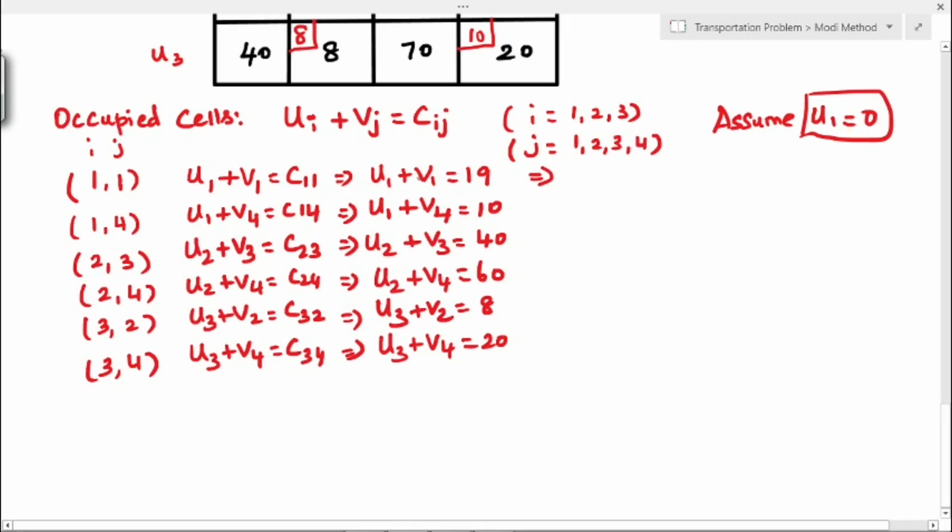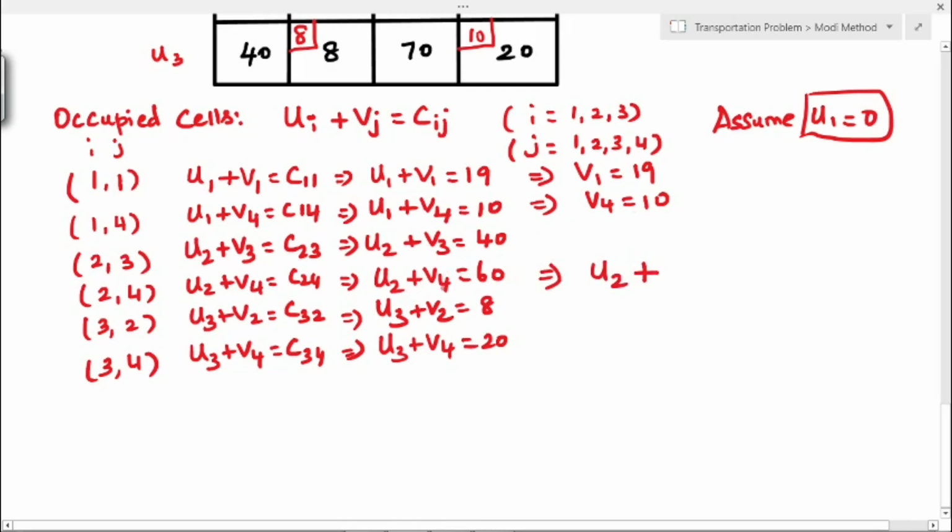First consider the first equation: U1 plus V1 is 19. If U1 is 0, then V1 equals 19, because this value is 0. Similarly, in the second one, if this value is 0, we have the remaining V4 equal to 10. So now we got two values, V1 and V4. Now you have to substitute V1 and V4 in the equations. In the second equation we have V4, so I am going to substitute this.